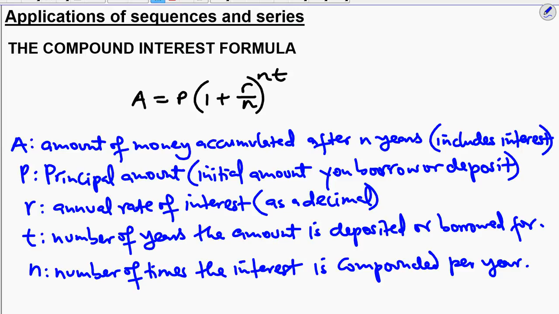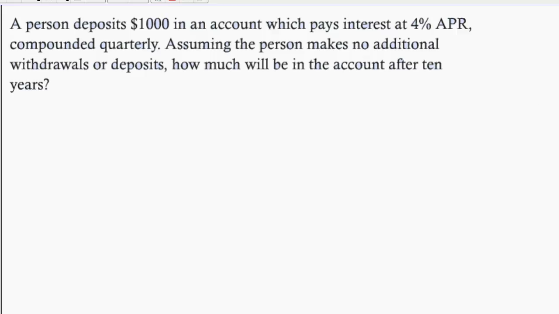So these are the meanings of these variables that you can see from this formula. And I think you'll understand them better when you look at some examples. So let's look at some examples and see how we can apply this formula. So this is one example. A person deposits $1,000 in an account which pays an interest of 4%.